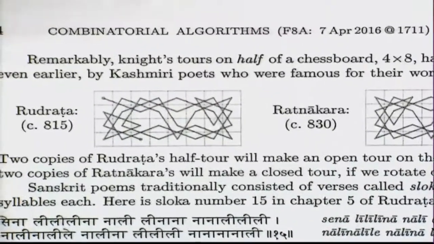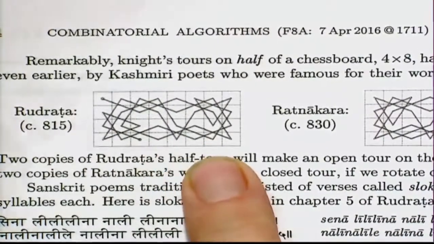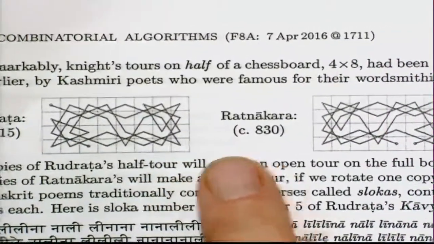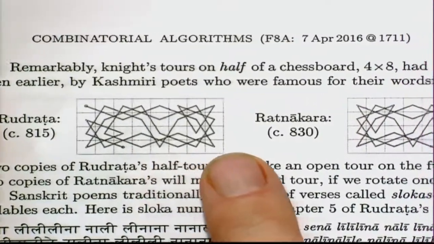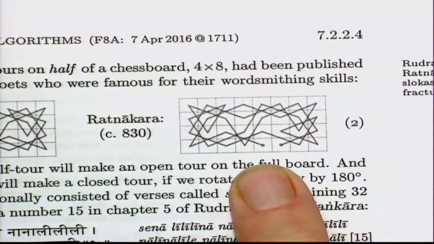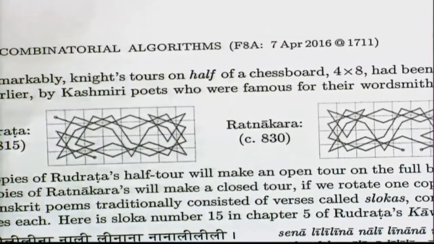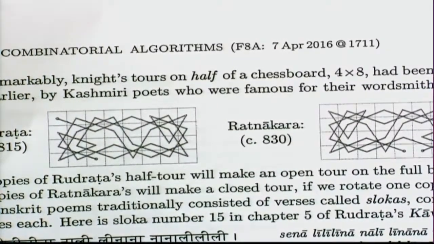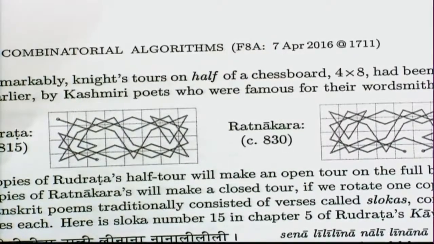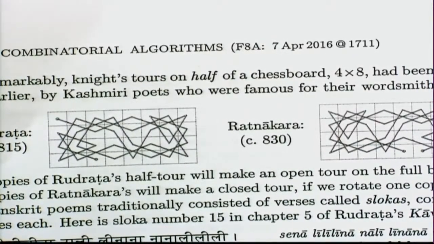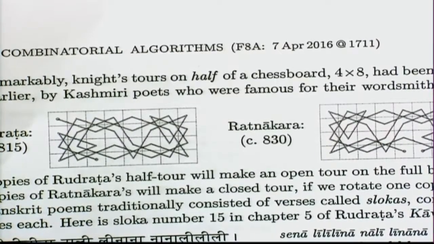Rudrata, 815, and then there's another one just 15 years later. Ratnakara has this one. And now, of course, I ask the same question. How did these people describe their nice tours? They didn't draw a diagram like this. So what does the source look like, and what more can we find by going to check out the source? Well, here it is.